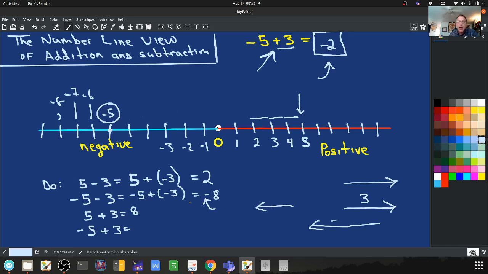So those are just paradigms and different ways to think about adding and subtracting positive and negative numbers.